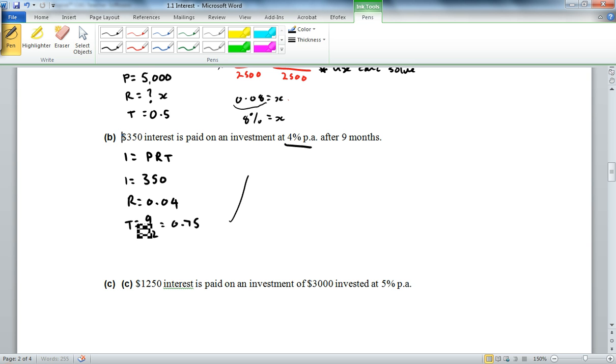0.75. Now I put what I know into my equation. 350 equals principal, which we don't know, so I'm going to leave that as an X, times the rate, which is 0.04 times 0.75. Now I can put that into my calculator. I'll just pause it and put it into my calculator. Actually, I might just do it in the next video. So I'll let you have a go at putting it into your calculator and seeing if you can get the solution, and I'll show you the solution in the next video.